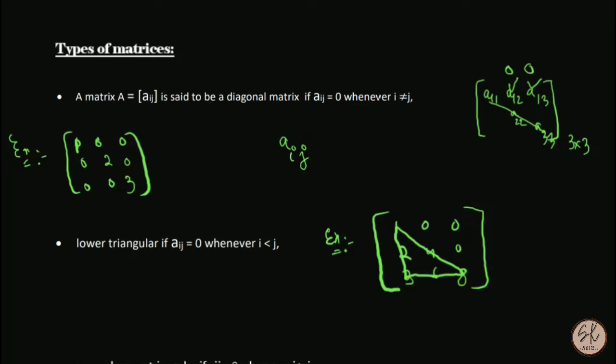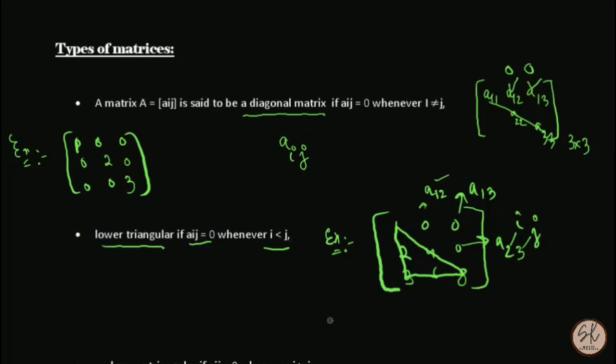And here Aij is 0 for i less than j. That means this element is A12, this element is A13, and this element is A23. In all these three cases, i is less than j. This is i and this is j. So i is less than j here also, and here also. So these elements are 0. Therefore this is a lower triangular matrix.